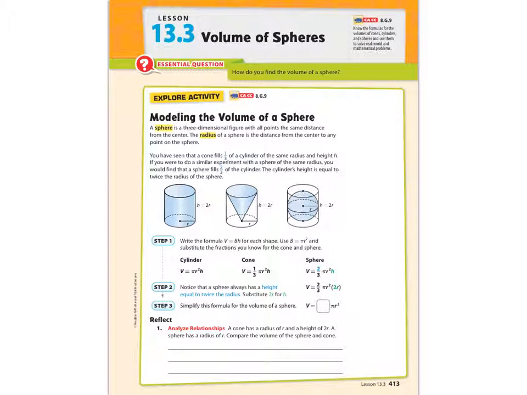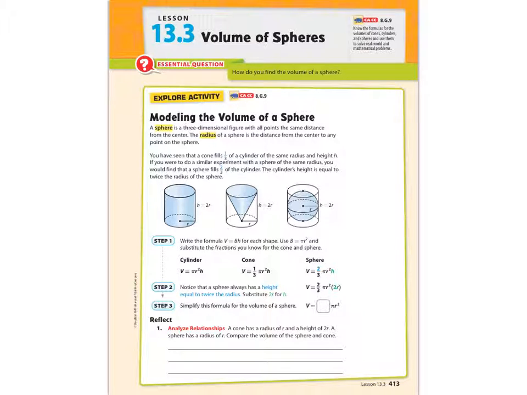Let's take a look at lesson 13.3, volumes of spheres. So far we've already learned how to find volume of cylinders and cones. I would say at this point, do not worry about memorizing the formulas. On the upcoming quizzes or tests, I'm going to be giving you the formulas. All I'm worried about is you knowing how to use them, like what numbers to plug in and all that.